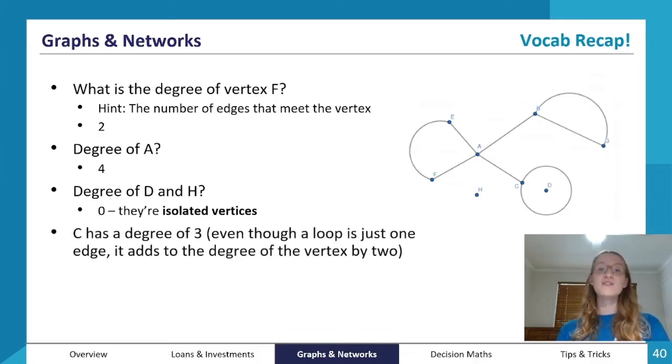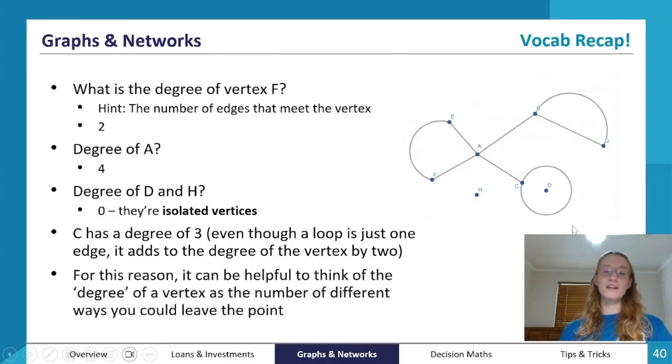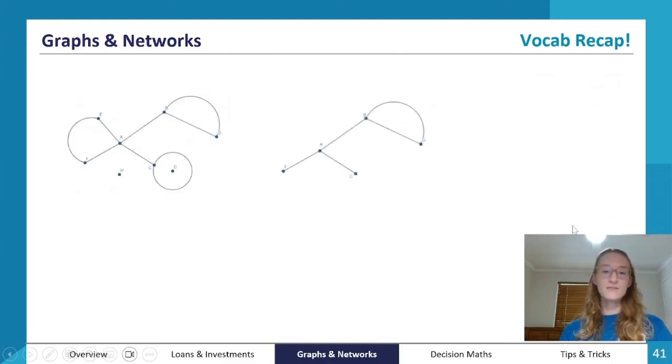Another thing that's really interesting is that C actually has a degree of 3 because it's got this edge here, but it also has a loop. And a loop actually adds 2 to the degree of a vertex. So it can be helpful to think of the degree as the number of different ways you can leave a vertex. So it's important to note that a loop adds 2 to the degree of the vertex.